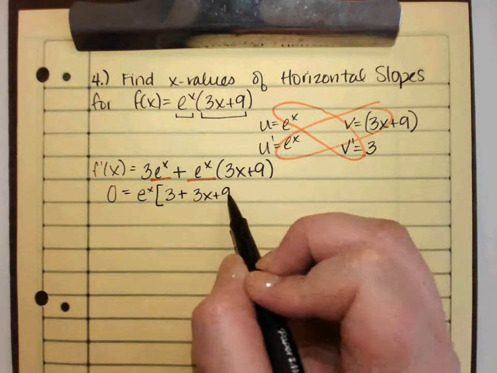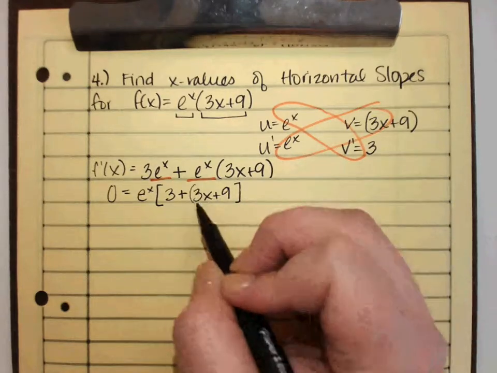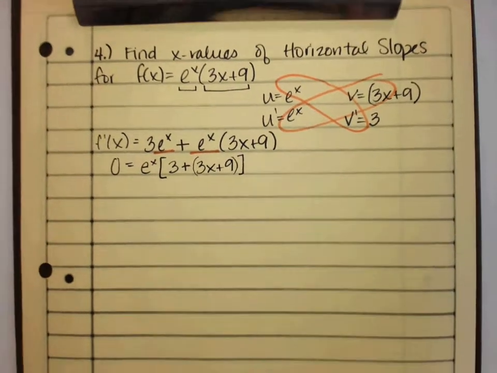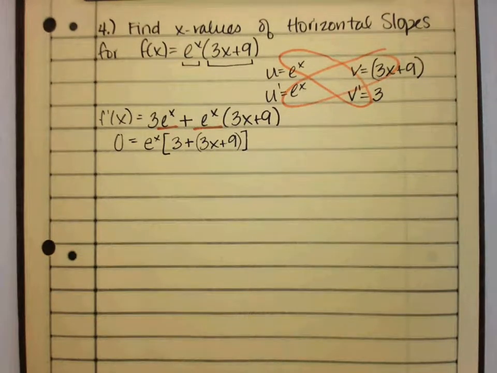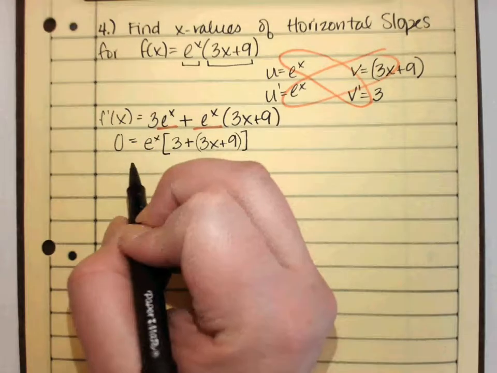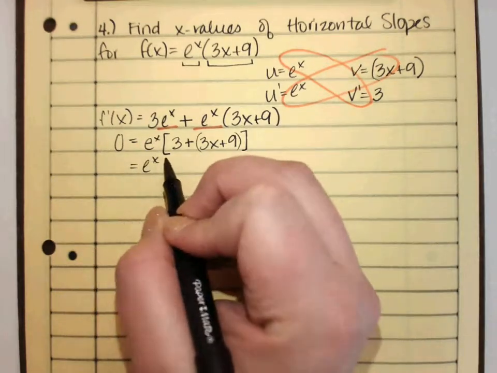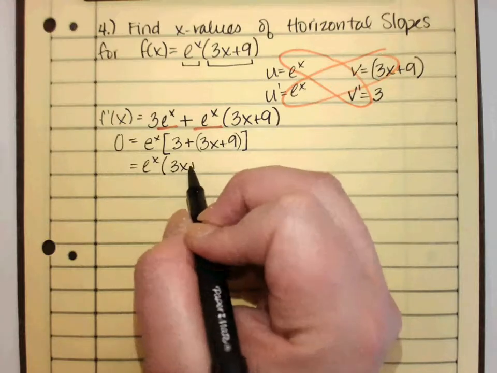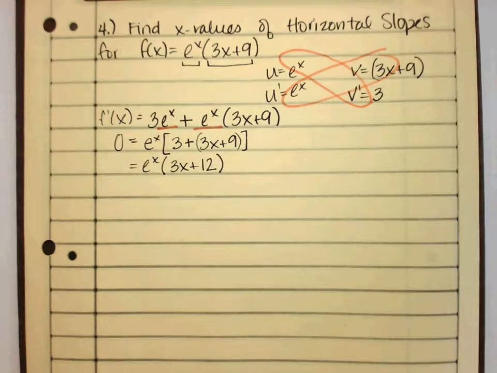3x plus 9. I'm not going to pull the 3 out for now. You could, but I'm not going to. Okay, now, in that second bracket, is there any term that I can combine? Yes. 3 and 9. Good. That's 3 plus 9, that's really 3x plus 12. Are we good with that?